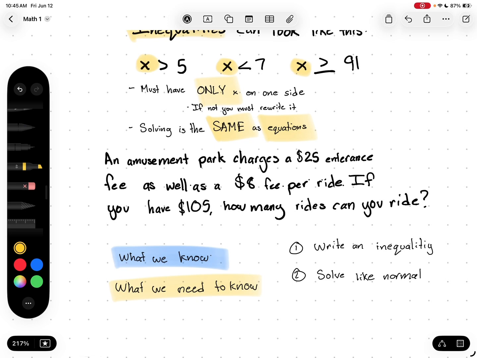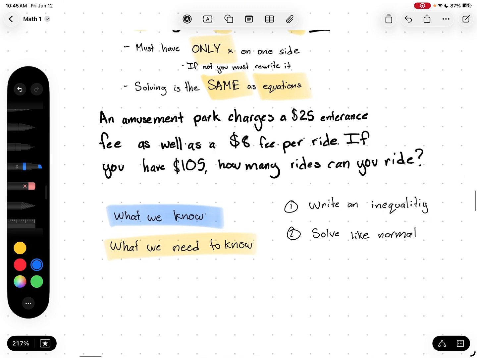And these are the four things that I'm going to do. First, I'm going to highlight what we know after I read it. An amusement park charges a $25 entrance fee as well as an $8 fee per ride. If you have $105, how many rides can you ride? So we know that there's a $25 entrance fee and there's an $8 fee per ride. The word per gives us an indication of something, so that's important to keep in mind. And we have $105 and we're looking at how many total we can ride.